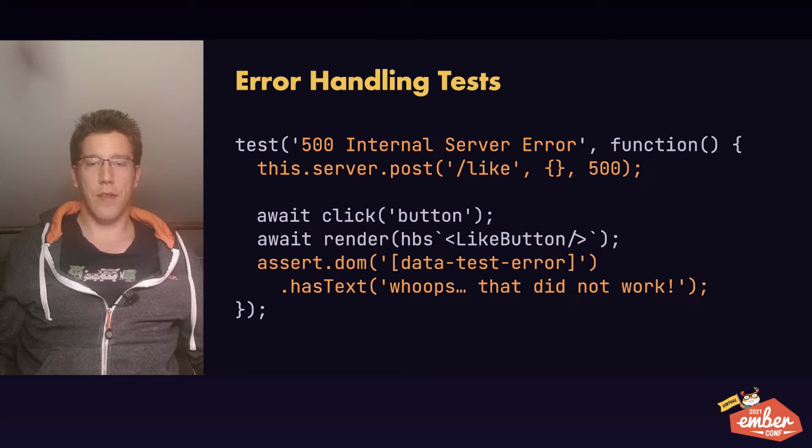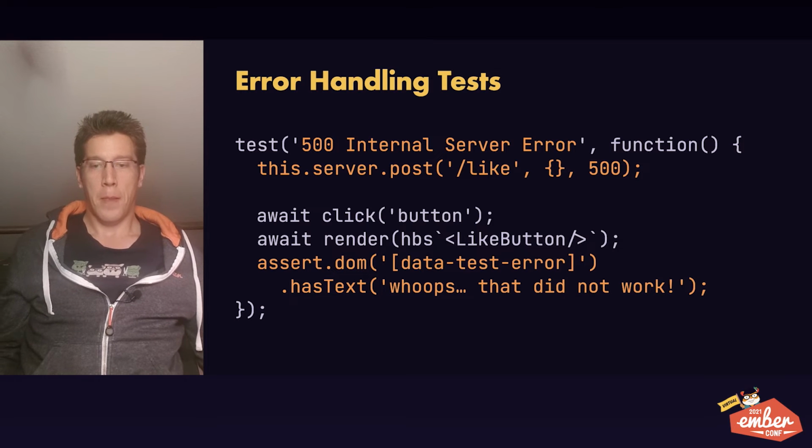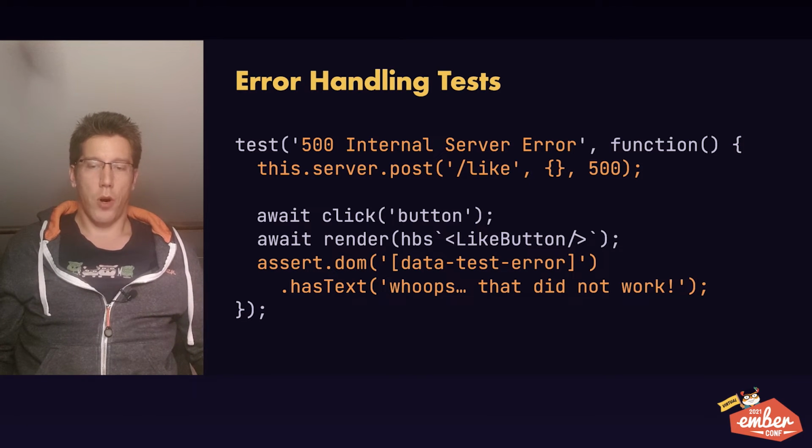When we pass a number as the third argument to Mirage, it specifies the HTTP status code that will be returned. We can set it to 500 here to return an internal server error, for example. At the end of the test, we can then assert that an error message popped up. And the error message we obviously haven't implemented yet.